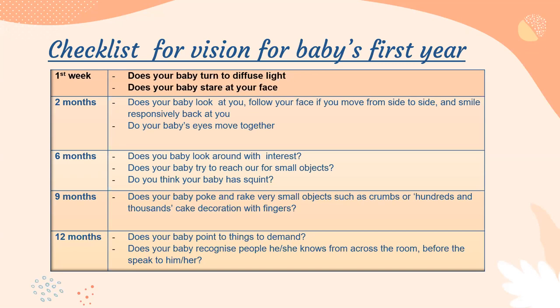Okay, good. So by 6 months, you look around for objects after rest, try to reach a small object, and check for squint at this age. By 9 months, does the baby poke or rake a small object, such as a crumb, meaning they are trying to associate their fine motor movement with the visual. And by the first year of age, or 12 months, does the baby point to things to demand, meaning they want something, or do they recognize the carers around them?